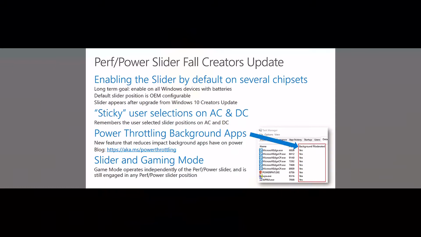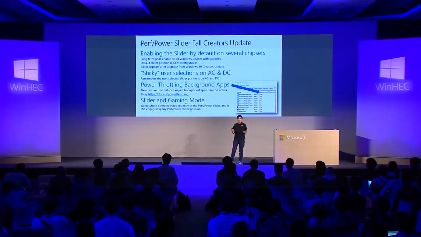In the Creators Update, if a user changed the slider position on DC to recommended, the setting would remain the same after the user plugs into AC. In the Fall Creators Update, the user settings will stick on AC and DC. In other words, the user can set the slider position on DC to recommended and better performance on AC, and the OS will remember those values as the user transitions from AC to DC.